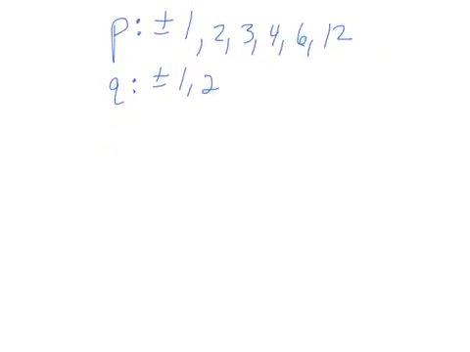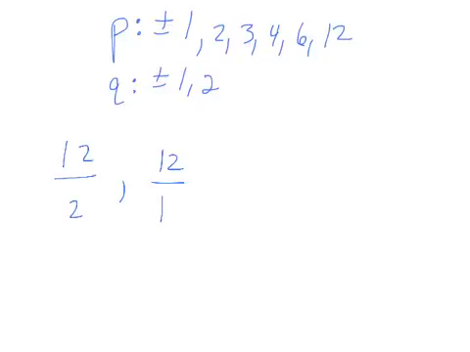Take the first or the largest value of P, which is 12, and put it over the values of Q. Put it over both of them, like that. Okay? And then keep going. Then do it with 6, then do it with 4. But as you go through this process, simplify. It makes life a whole lot easier.